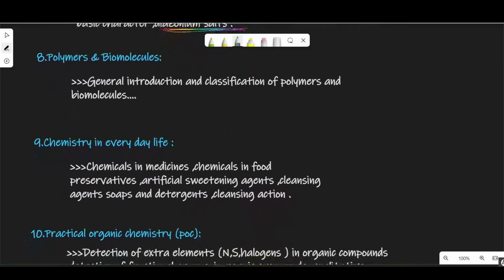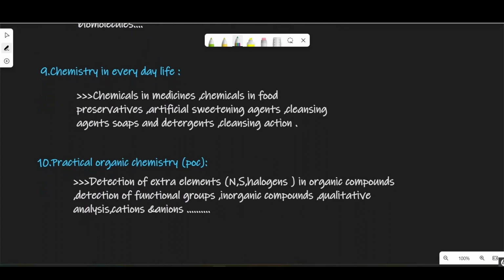Now let's move to the theory subjects. Polymers and biomolecules are theory subjects we need to learn. These are very easy and scoring topics also. In any examination, like JEE Mains and Advanced, they will definitely give one question from this. Then chemistry in everyday life: we need to learn chemicals in medicines, chemicals in food preservatives, artificial sweetening agents, cleansing agents, soaps, and detergents. And one more thing is POC, practical organic chemistry.